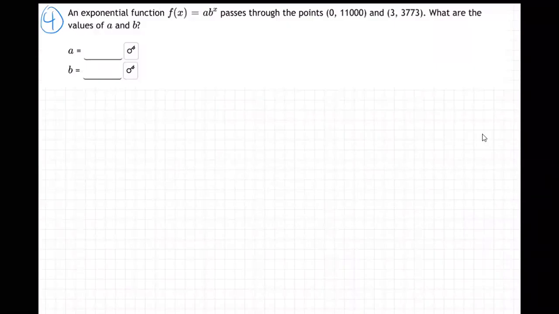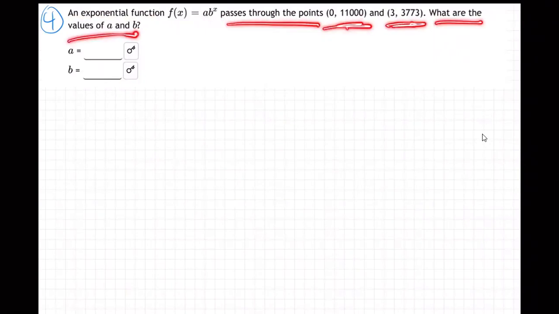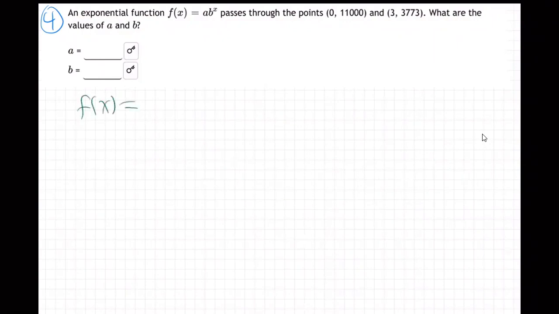Okay, so an exponential function, f of x equals a b to the x, passes through the points (0, 11,000) and (3, 3,773). What are the values of a and b? Okay, so they're giving us the way the function looks. They're saying here it generally is f of x equals a b to the x.